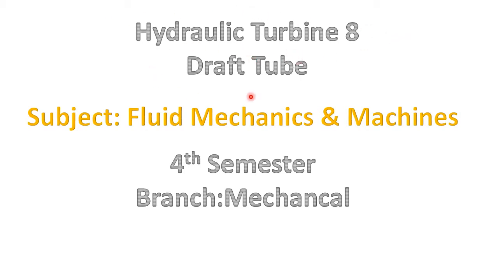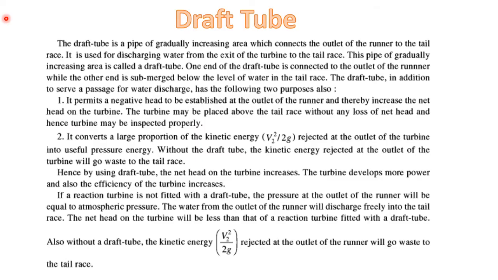Today we are on the hydraulic turbine part. Here is the introduction of the draft tube. The draft tube is a pipe of gradually increasing area which connects the outlet of the runner to the tail race. It is used for discharging water from the exit of the turbine to the tail race. This pipe of gradually increasing area is called a draft tube.